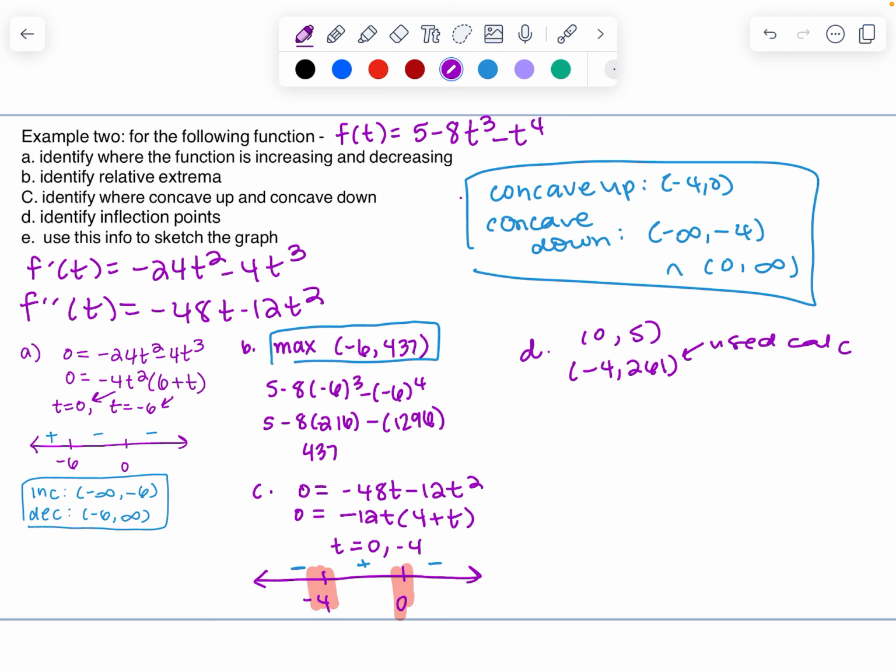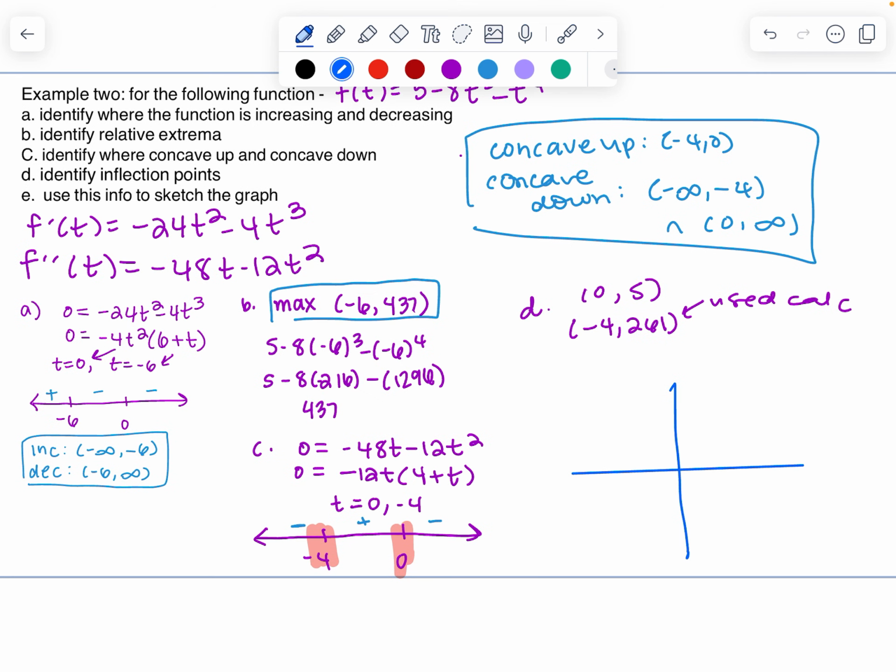Okay, so I've done all the work now. I just want to recognize two things when I go to do this sketch, because there is one thing we just need to pay attention to: the y values on the max and on this inflection point, -4,261, is huge. So I'm just going to estimate them. I'm not going to draw an axis for the y, just an estimation, but I will draw an axis for the x values because all the x values are small enough to fit on a normal graph.